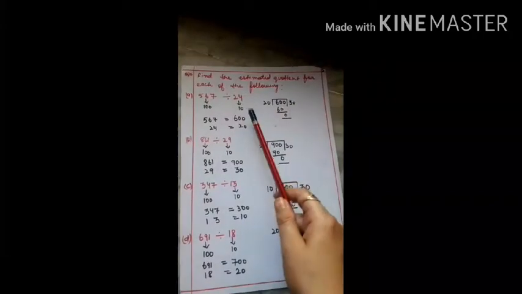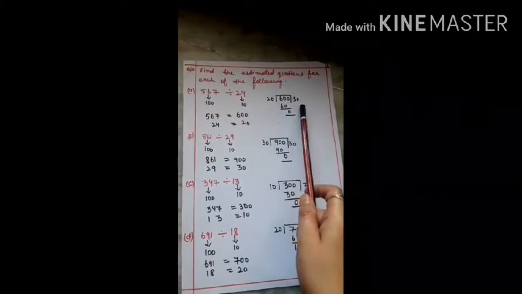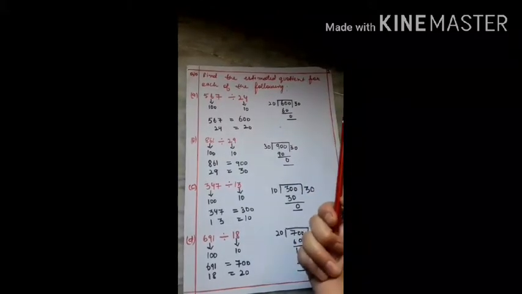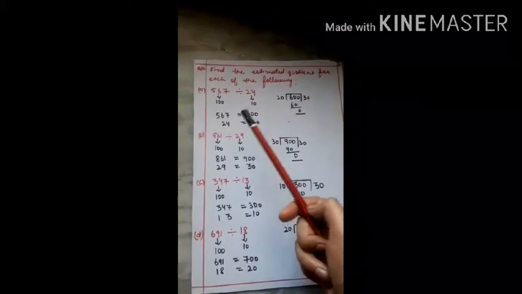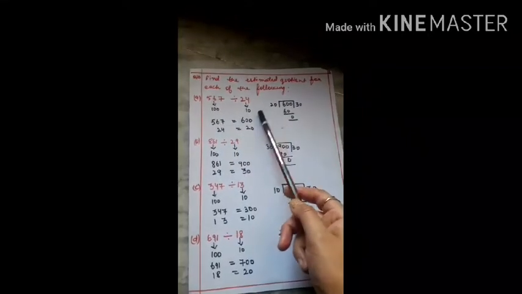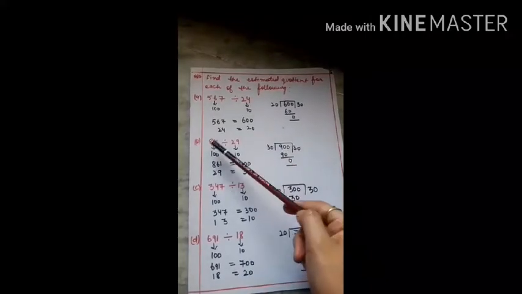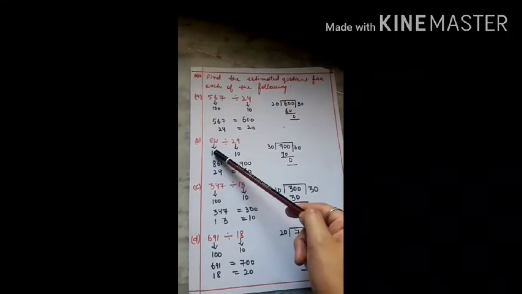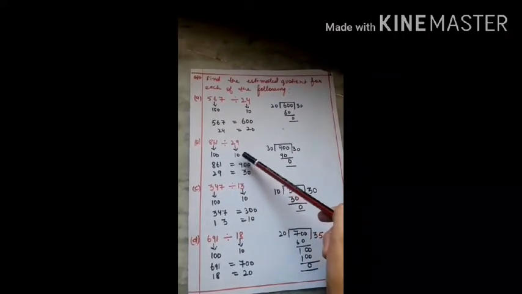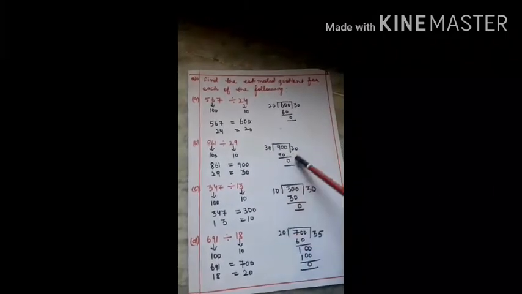Next is your find the estimated quotient for each of the following. Estimated quotient. Again you have to see by how many digits you have to round it off. 3 digits, round it off to 100. 2 digits, round it off to 10. 4 digits, round it off to 1000. Okay. 3 digits, round it off to 100. 2 digits, round it off to 10. 347. Rest of the things are same. You have to simply divide them.